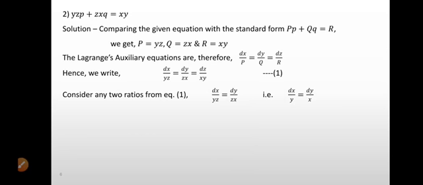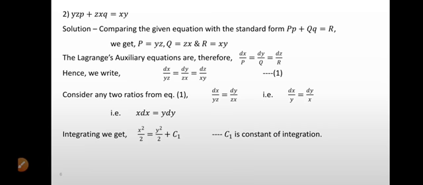Consider first and second ratio. Here z can be eliminated from both the denominators. So we get dx upon y equal to dy by x. By cross multiplication we get x dx equal to y dy. So now this is variable separable form of differential equation. We can integrate to get the solution.